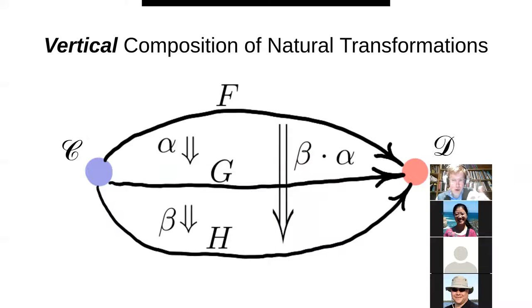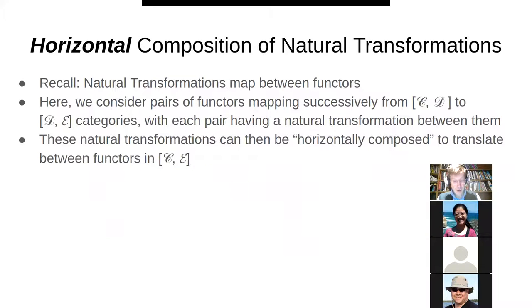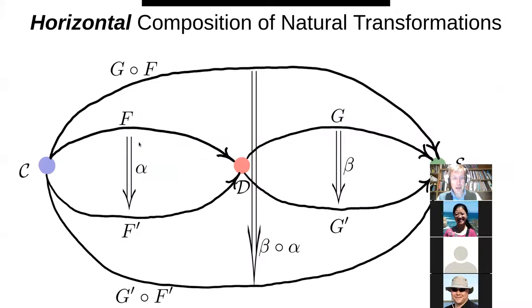And you may say, well, what other type of composition could there possibly be? To paraphrase Eugenia Cheng. Horizontal composition of natural transformations is an entirely different beast. Horizontal composition basically deals with a situation where we have three categories, C and D, with a pair of functors between them, F and F prime, that have a natural transformation alpha. And categories D and E, with a pair of functors G and G prime with a natural transformation between them, beta.